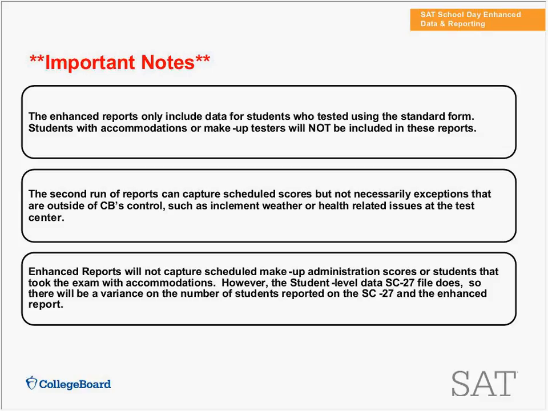The second run of reports can capture scheduled scores, but not necessarily exceptions that are outside of our control, like inclement weather or health-related issues. So it's important to know there may be some students that you might still not be able to catch in some of those reports. Enhanced reports, as we mentioned, will not capture makeup administration or SSD students, but you will see every student in your student level data file. That's called the SC27 form, the student level data file. You will eventually see the data for every student.